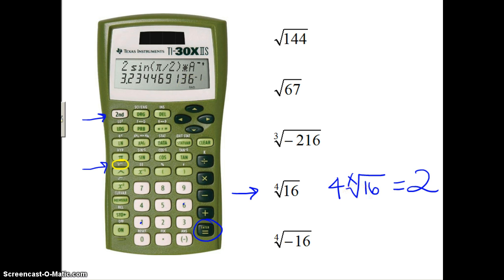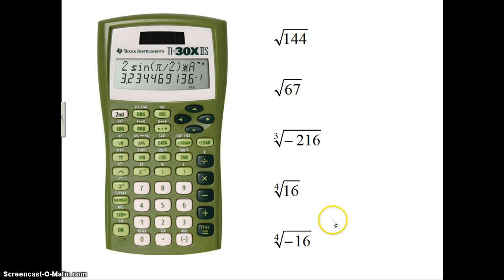And finally, let's look at the last one. We have the fourth root of negative 16. Now, when you're looking at this, hopefully something's clicking in your brain that's saying, wait a minute, I can't take an even root of a negative number, because there is no number that I could raise to the fourth power that would give me a negative 16, because no matter what number I raise to the fourth power, I'm always going to wind up with a positive answer. So that being said, let's go through the motions here.